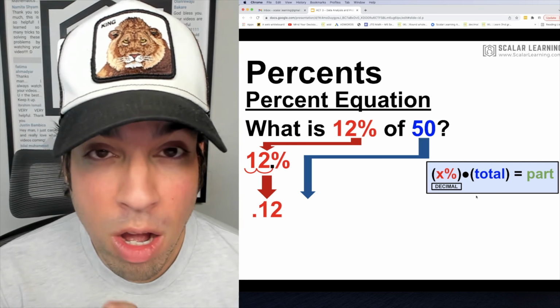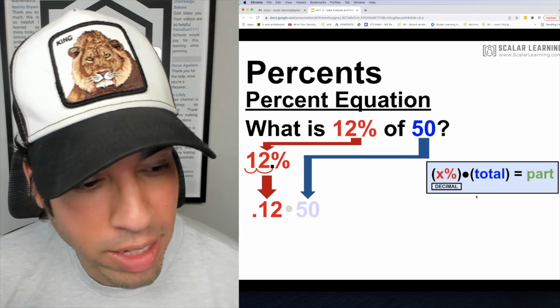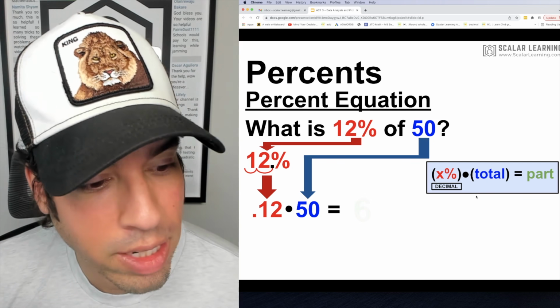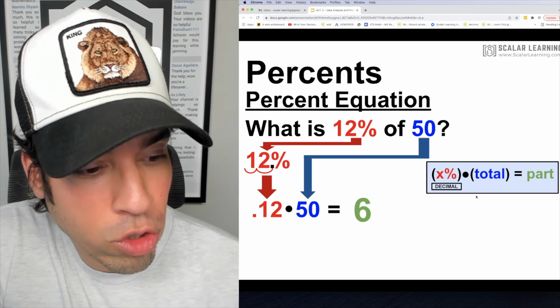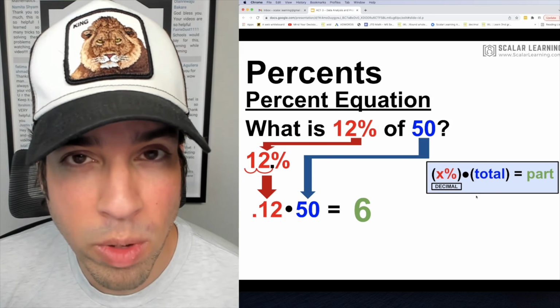A lot of times the word of is going to precede that total, right? So we're taking 12% of 50. So that goes in the next spot. And then we're trying to get the part. 0.12 times 50, if you multiply that out, gives us 6. 6 for the win, done.